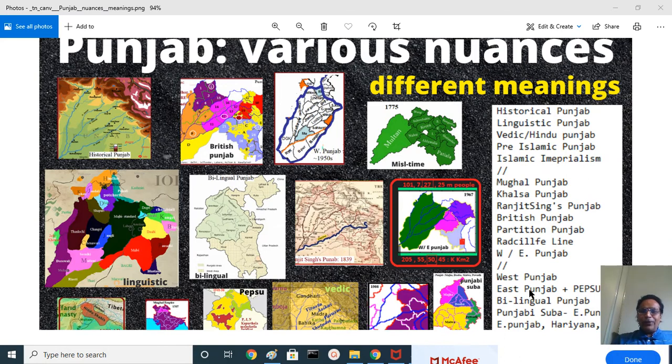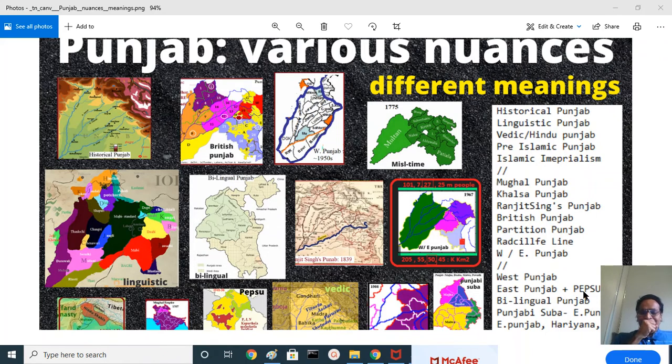Then we look predominantly at East Punjab, because what we mean in India most of the time is East Punjab, that is a truncated version of historic Punjab, and Punjab and Patiala East Punjab States Union. It is also a Punjab in more or less a broader sense, because the Punjabi language is spoken in that region.